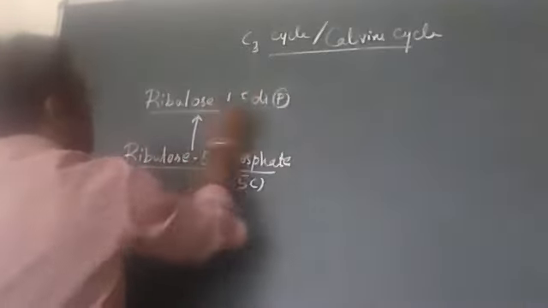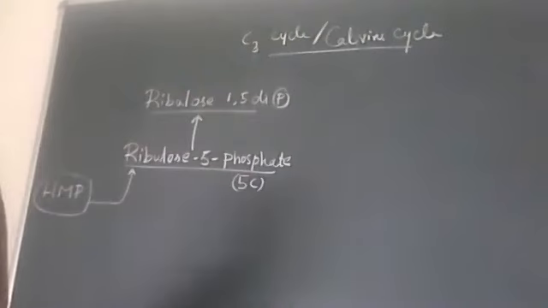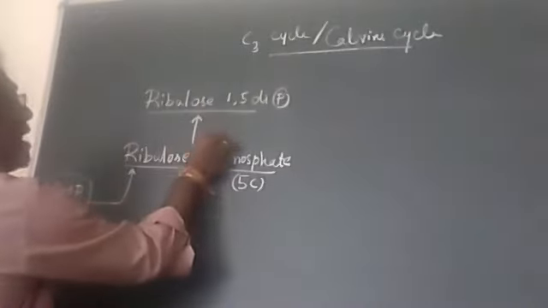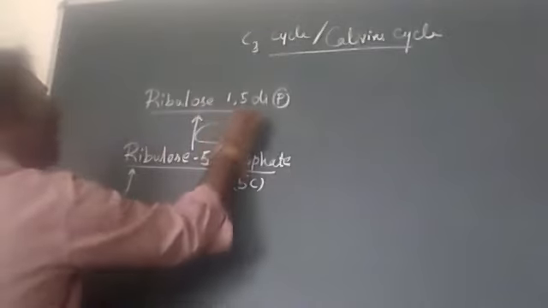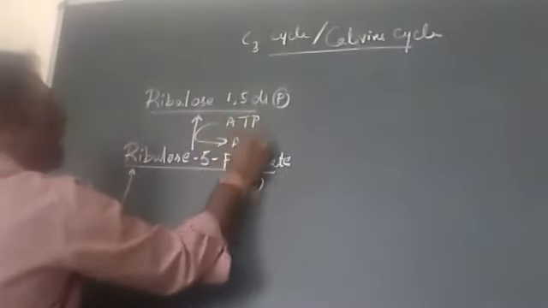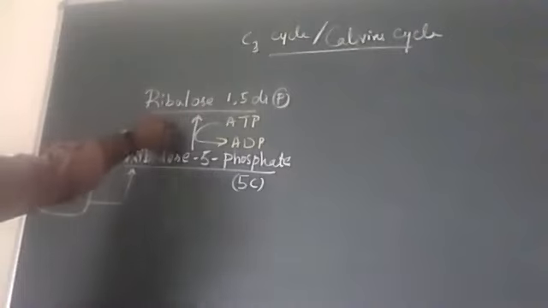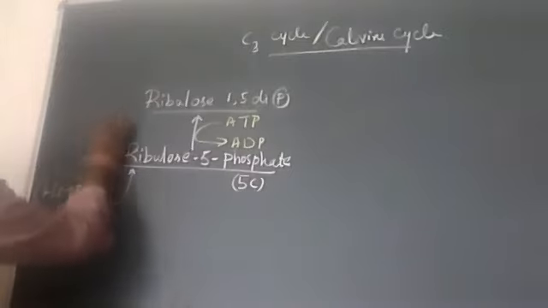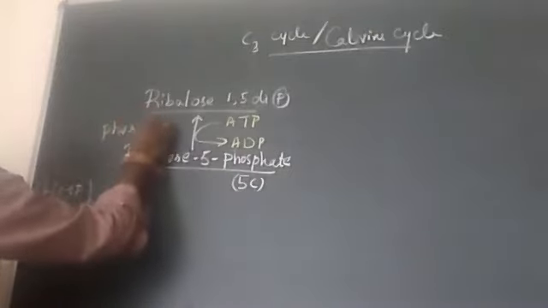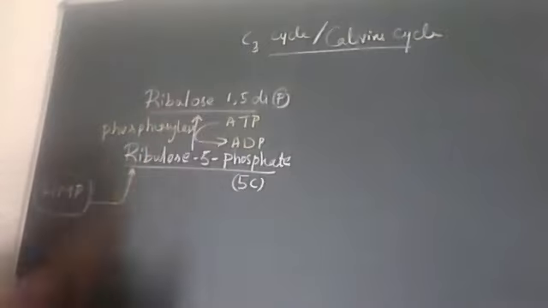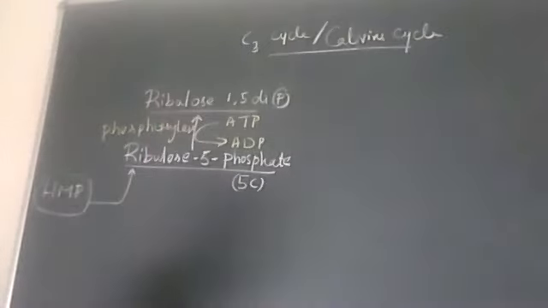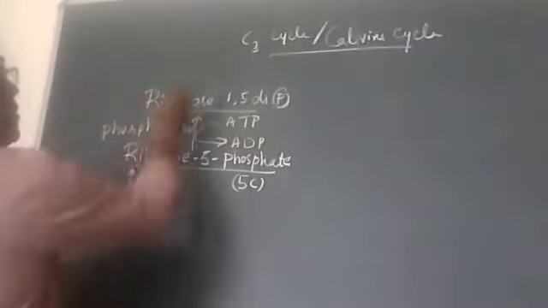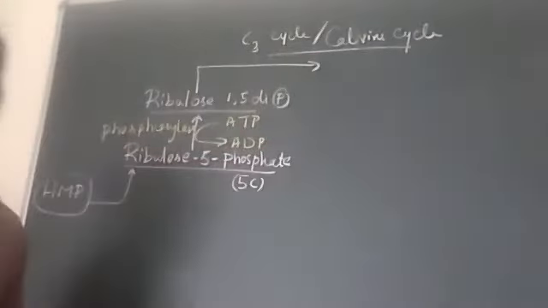Ribulose 1,5-diphosphate. What's the meaning of this? 1,5-diphosphate means what? One phosphate is added, no? Added. Good. So ATP is a donor. I write it like this. ATP becomes ADP. That means ATP donated the phosphate. Therefore, it became ribulose 1,5-diphosphate. The enzyme for this is called phosphorylase. Phosphorylase.